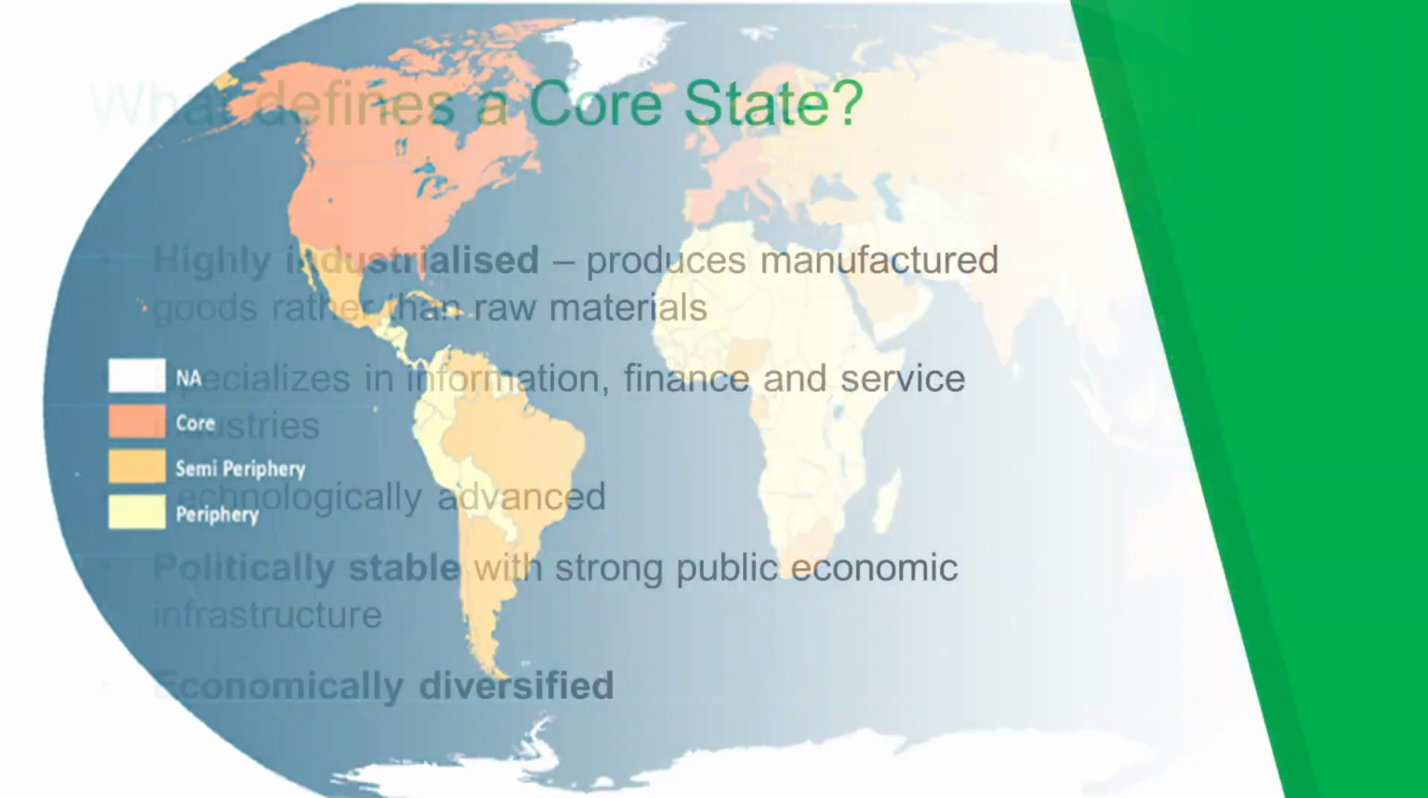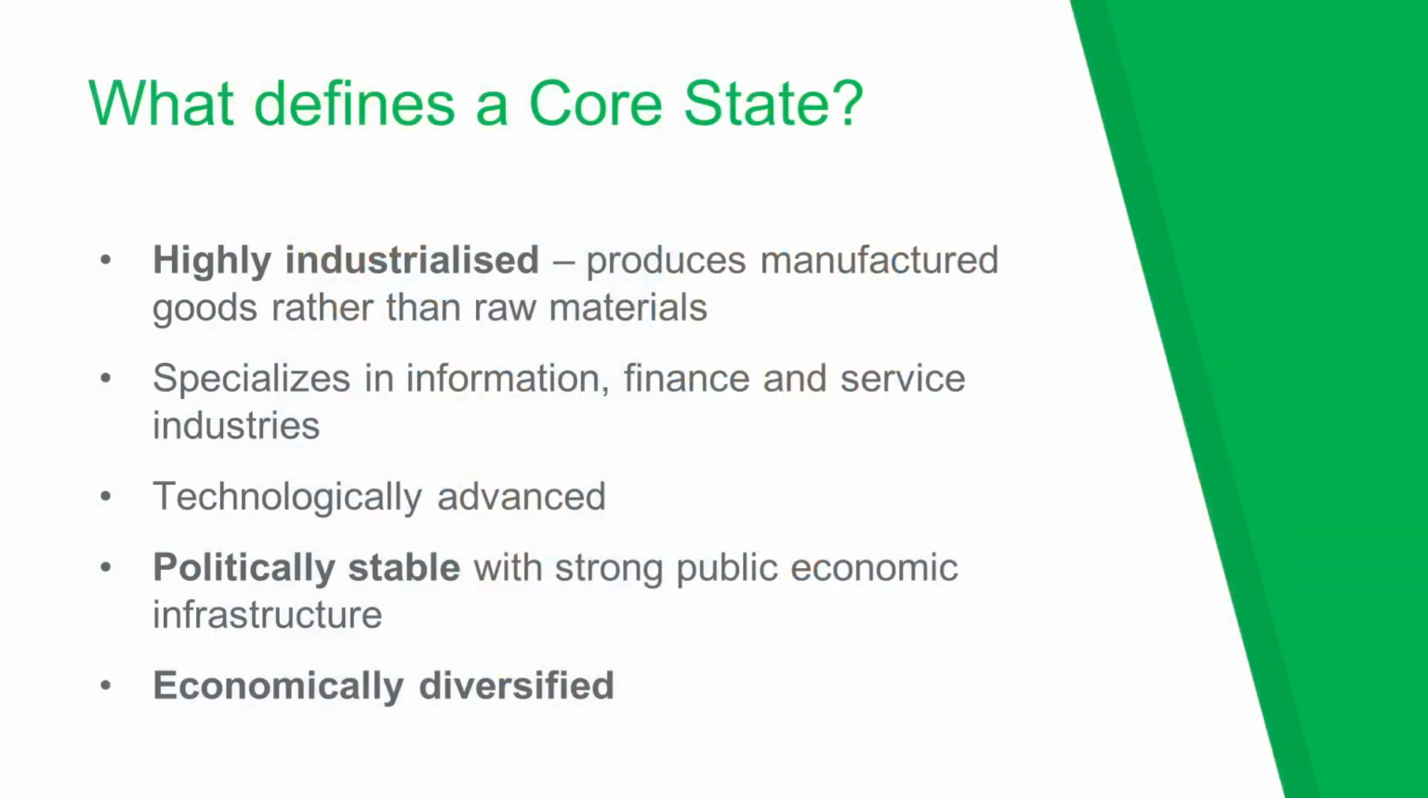So if we go on to actually take a look at what the economic functions of these three different categories are, so core states, so what we would understand to be the global north or the developed world, are highly industrialized. They often produce manufactured goods, specialize in information, finance, and service industries, particularly those with global reach, are generally technologically advanced, politically stable, strong public infrastructure, and are economically diversified. So they will have a variety of industries and are involved in a variety of different economic globalized processes.